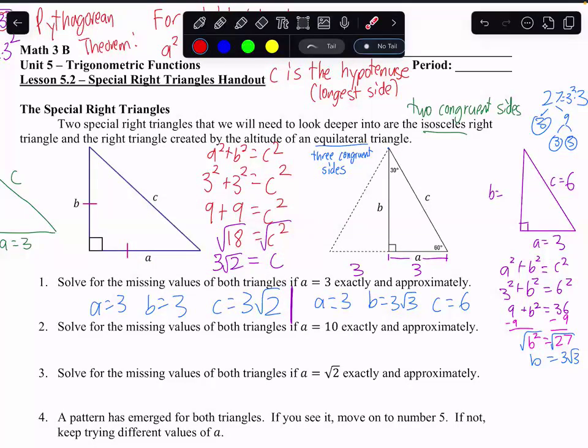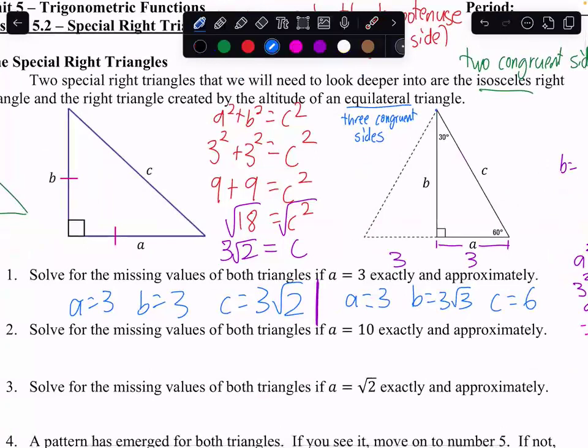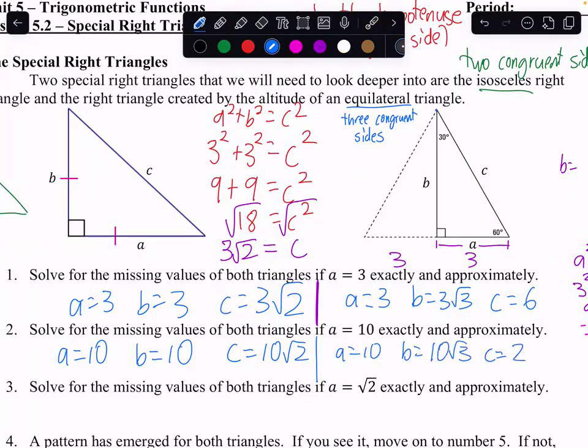Okay, so hopefully what you came up with, if A is 10 for the isosceles right triangle, B would also be 10, and then C would be 10 radical 2. For the half of the equilateral triangle, if A is 10, then B would be 10 radical 3, and C would be 20.